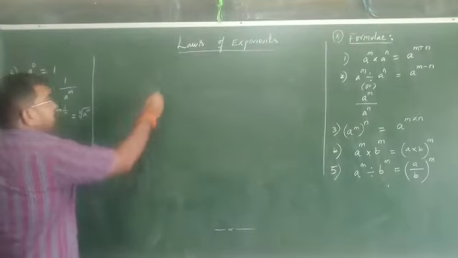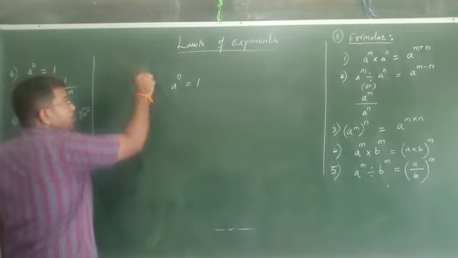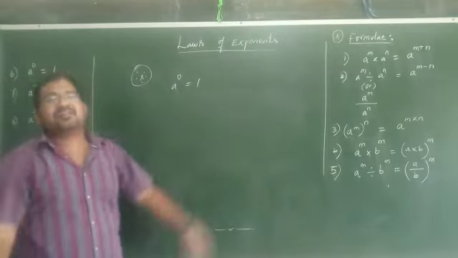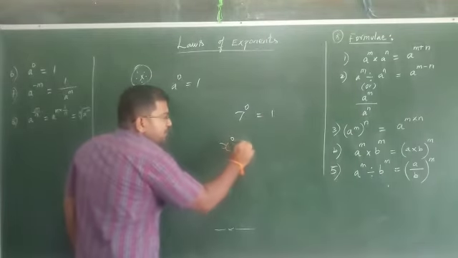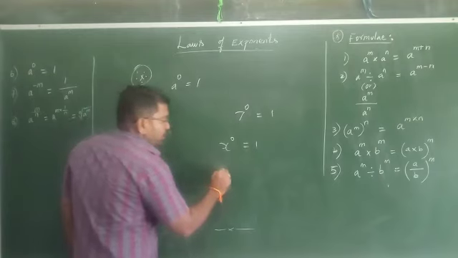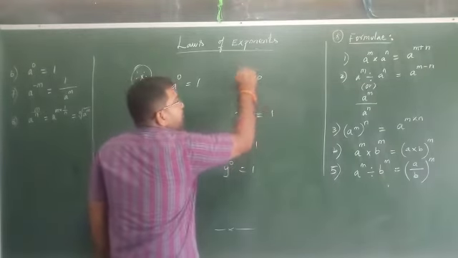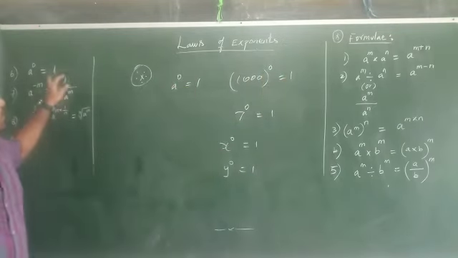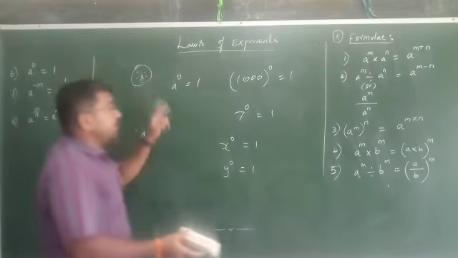The sixth one is a power 0 is equal to 1. This is a very important one, because not only a power 0, anything power 0 is equal to 1. 7 power 0 is equal to 1. X power 0 is equal to 1. Y power 0 is equal to 1. 1000 power 0 is equal to 1. Anything power 0 is equal to 1, and this is a very important one.